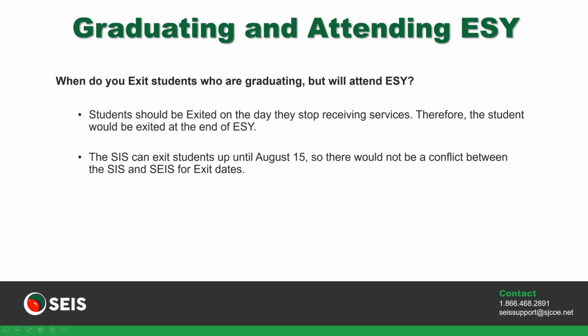When we reached out to CALPADS, because a lot of districts had questions like, oh, wait, but we exit all these students on their last day of school, then that information is not going to match. And they said that students can be exited in the SIS up until August 15th. So there should not be any conflict between the SIS and SEIS for those exit dates. So definitely the students should not be exited until they actually stop receiving services, whatever that date is.